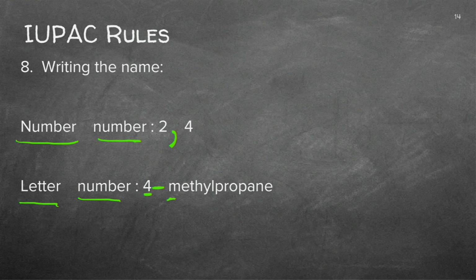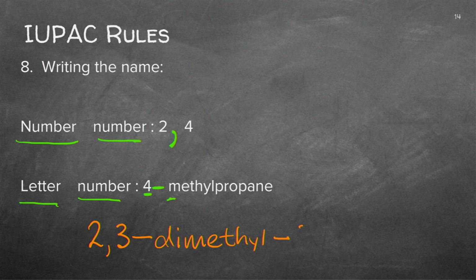Now let's just write another one down. Let's say, for instance, 2,3-dimethyl-2-ethyl hexane. Can you draw that? Can you draw it from the name?